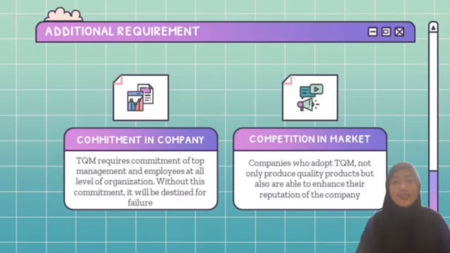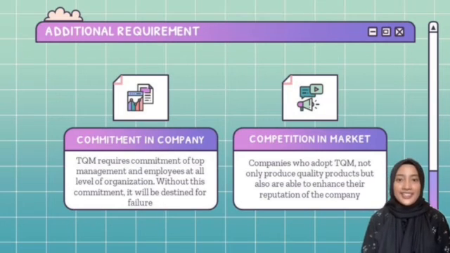There are additional requirements needed to implement TQM. Firstly, commitment in a company. TQM requires a commitment of top management and also employees at all levels of the organization. In an organization, getting all employees involved in a process can be done through internal communication and also training program. Commitment of top management is to make strategic decisions and help all employees.